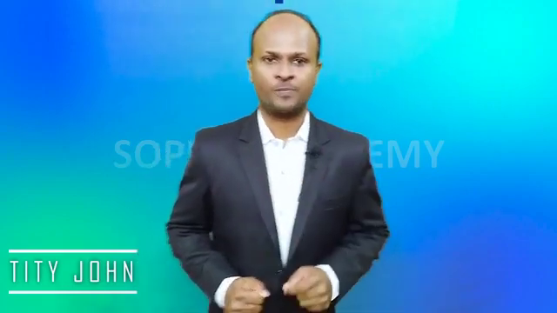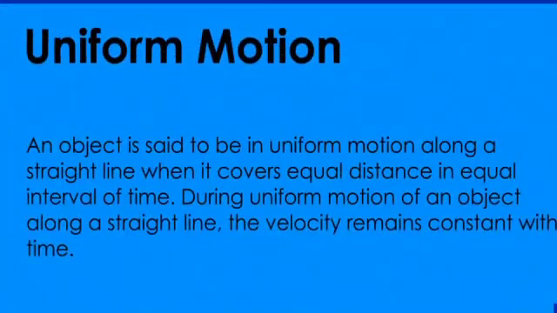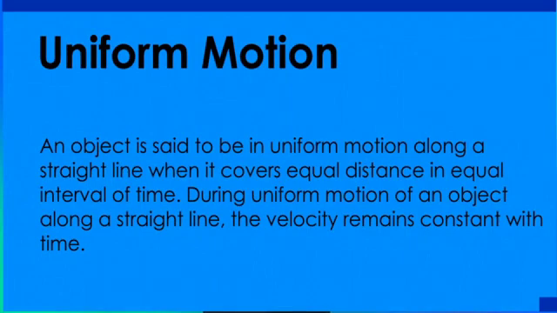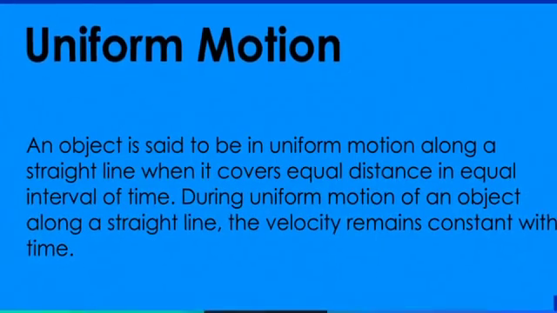In this session we will discuss the topic acceleration. An object is said to be in uniform motion along a straight line when it covers equal distance in equal interval of time. During uniform motion of an object along a straight line, its velocity remains constant over the time. Let's keep that in mind. The velocity remains constant over the time.